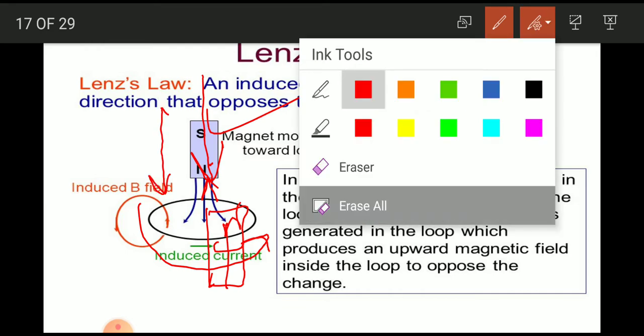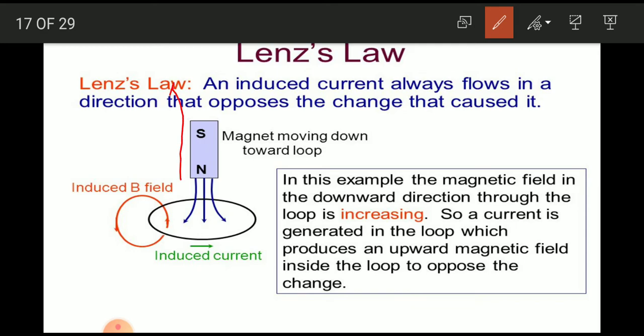If we reverse the direction and give movement to the magnet away from the coil, the induced current reverses its direction. When the current reverses, this end becomes the south pole and this becomes the north pole.